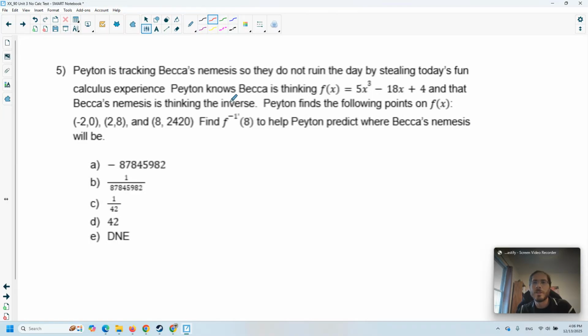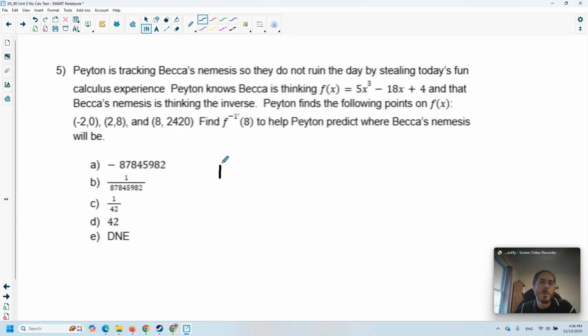Peyton knows Becca is thinking f of x equals 5x cubed minus 18x plus 4, and Becca's nemesis is thinking the inverse. Peyton finds the following points on f of x, so she kind of knows either she plugged them in or she talked to Becca. Find f inverse prime of 8 to help Peyton predict where Becca's nemesis will be.